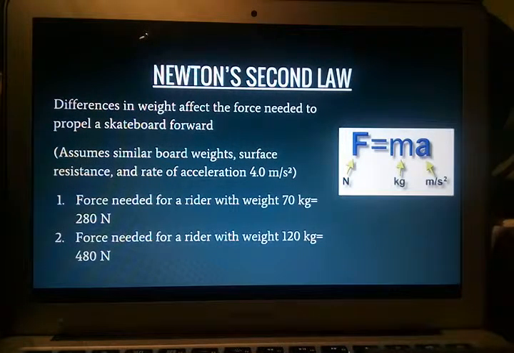So we can see that if we have a constant acceleration, in this case as an example 4.0 meters per second squared, and we're given different scenarios, the first being a rider that weighs 70 kilograms, we're going to multiply that by the acceleration to get 280 newtons. If we have someone who's heavier, say 120 kilograms, the force needed to propel that person at the same acceleration is 200 newtons greater. So obviously we see that the relationship between mass and acceleration determines the force needed to propel someone at a given acceleration.